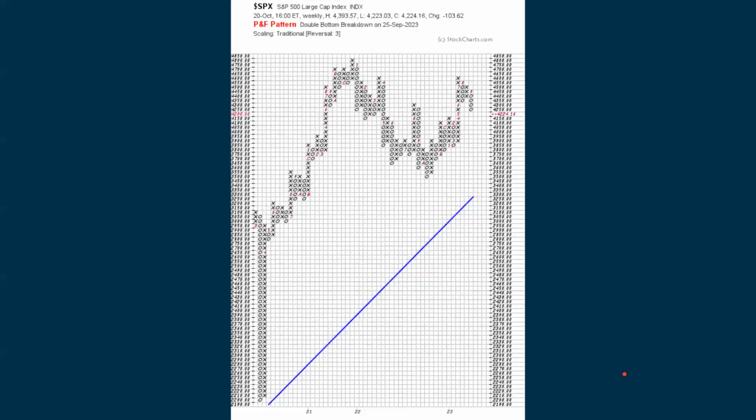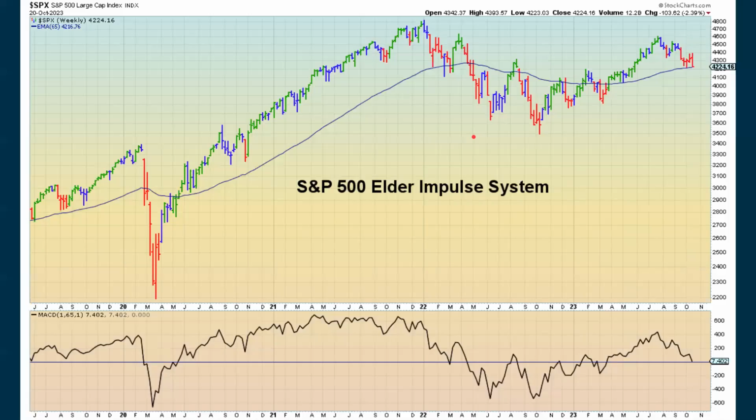That's more negative. We didn't see anything new drawn in the point and figure charts because we've been in this territory before, so it's not enough to draw any new X's or O's yet on this chart. Our different trading systems. We're negative with the Elder's Impulse system on the weekly chart.